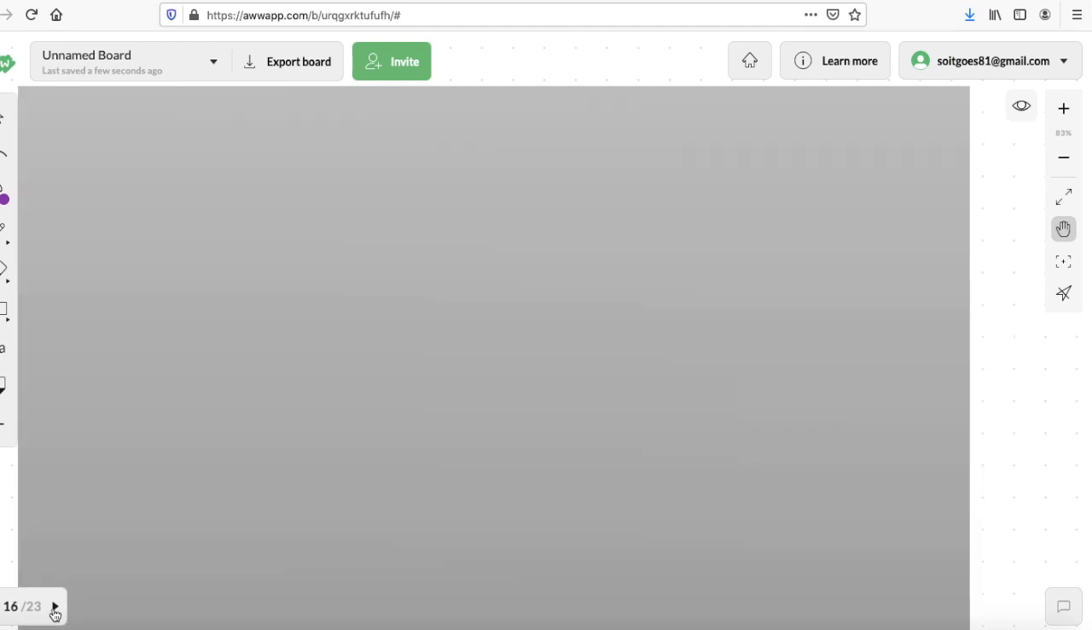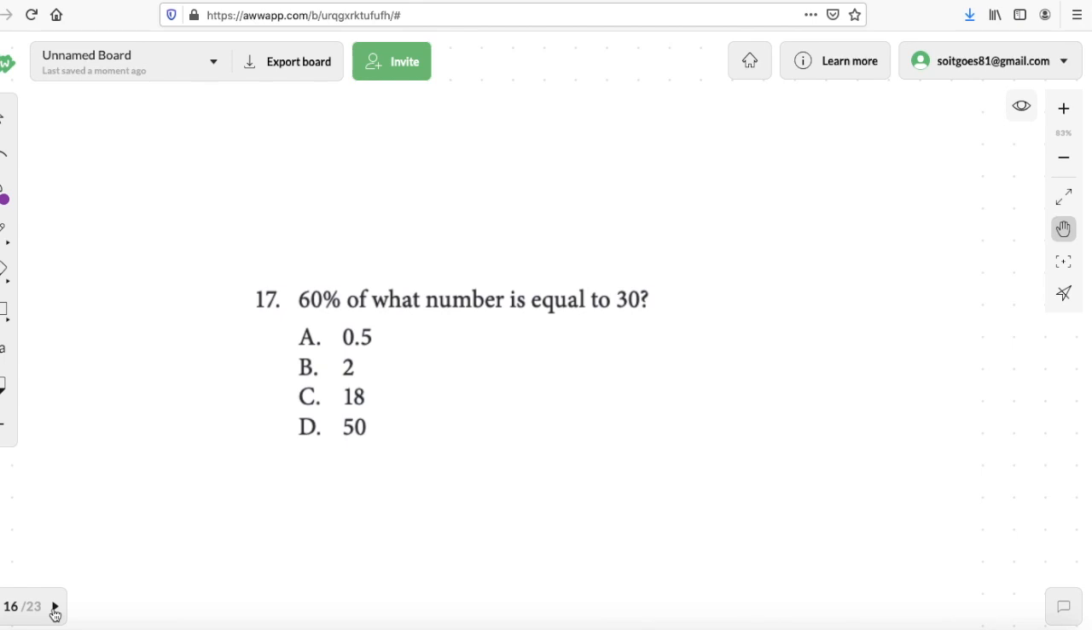So a couple more. Number 17. Go ahead and read it. 60% of what number is equal to 30? What are we solving for here, Juliana? What number is equal to 30? 60% of some number is equal to 30.